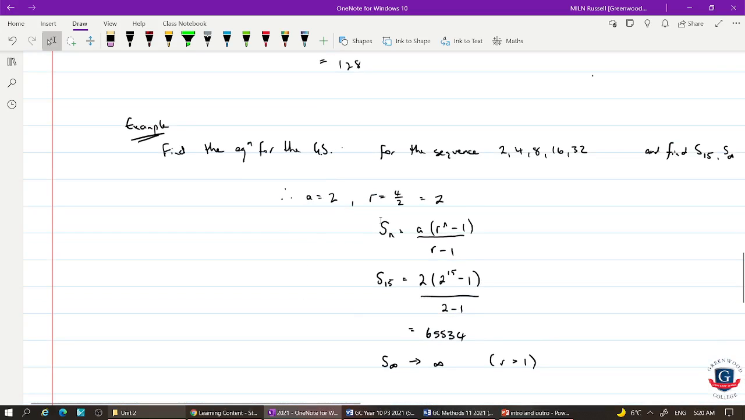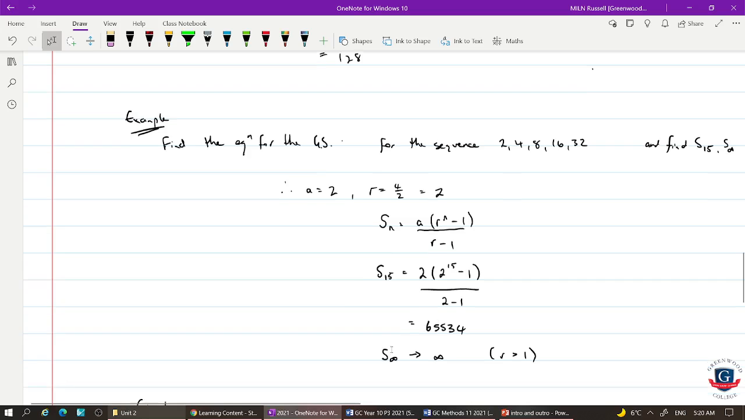If I have a sequence which diverges, I'll have a series that also diverges. In this case, S15 will equal 65,534, and as this keeps getting bigger and bigger, so will the sum to infinity.